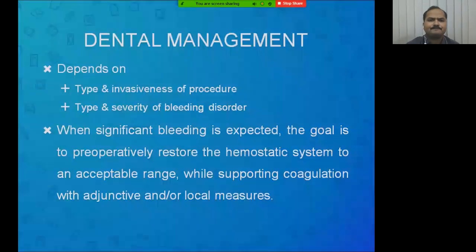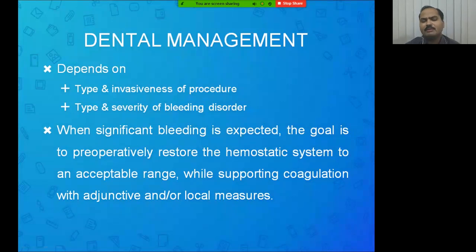So what do we do for dental management in such cases where there are certain bleeding tendencies? It all depends upon the type and invasiveness of the procedure. First of all, we have to determine what type of procedure we are going to perform on such patients. Second is the type and severity of the bleeding disorder. If there is any bleeding disorder which is very, very severe, then we have to arrange certain things in the pre-procedural phase so that we can perform the procedure. We'll see later on what's going to be done in the pre-procedural phases.